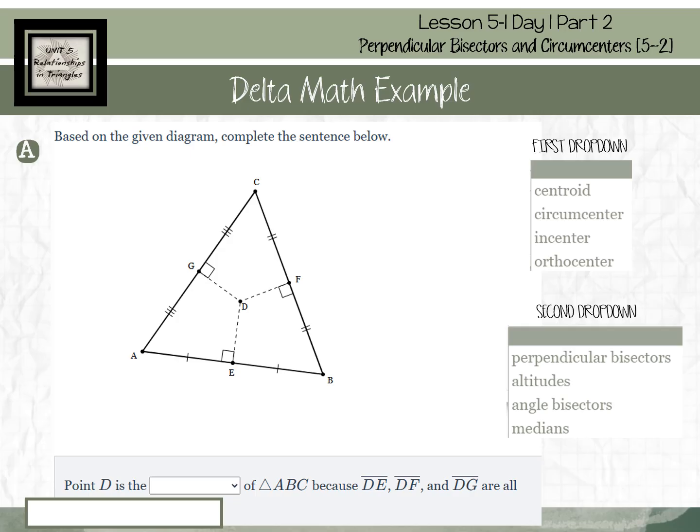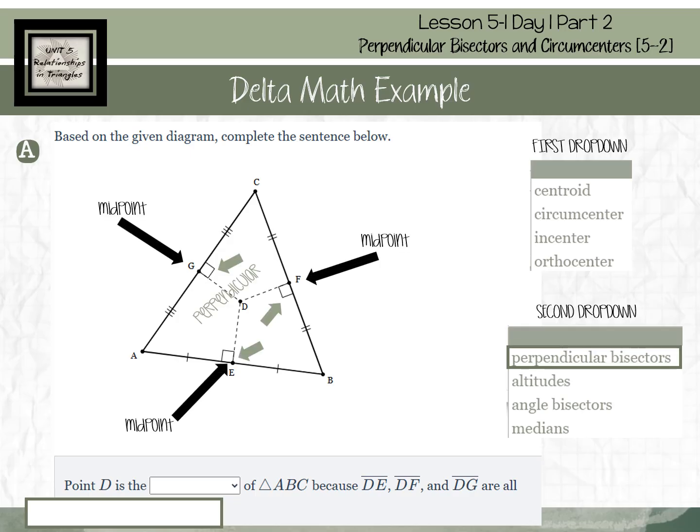Okay, this is a Delta Math example. We're not going to have a Delta Math assignment yet because all the different special segments are mixed together, and we currently only know perpendicular bisector and circumcenter. So guess what this one's going to be? Okay, so those are midpoints, and we can tell they're perpendicular. So they are made by perpendicular bisectors. In this particular type of question, that's in the second drop down. And we know if they're perpendicular bisectors, it's the circumcenter, and that would be in the first drop down.